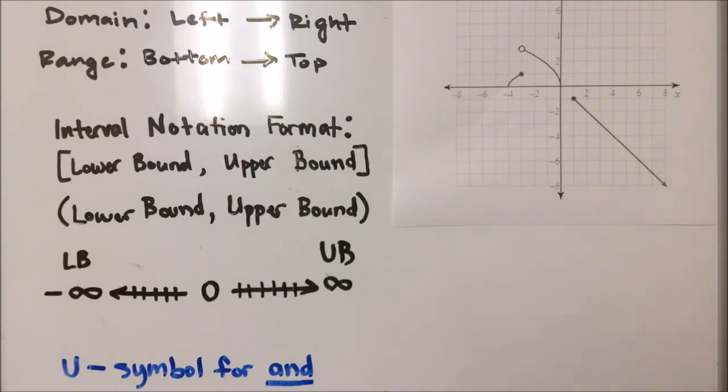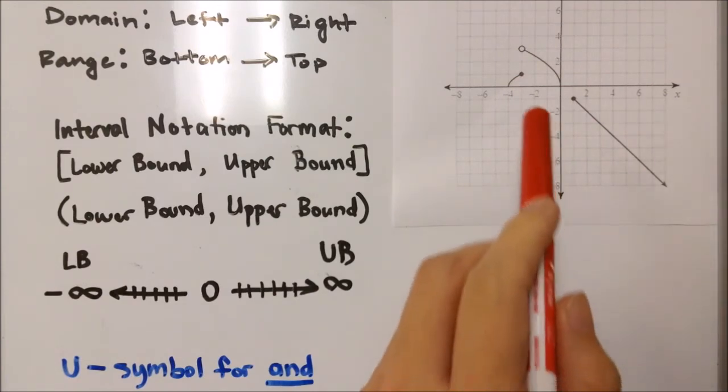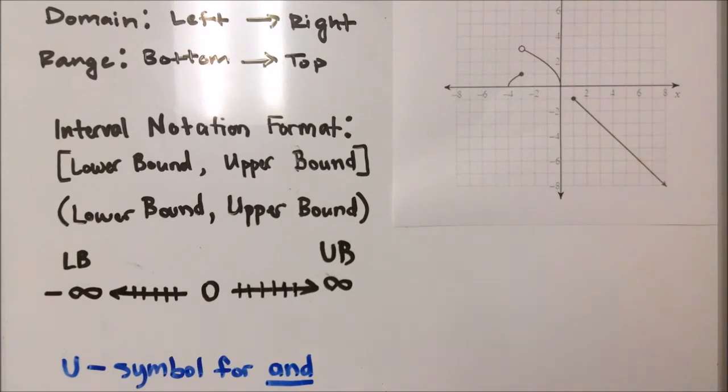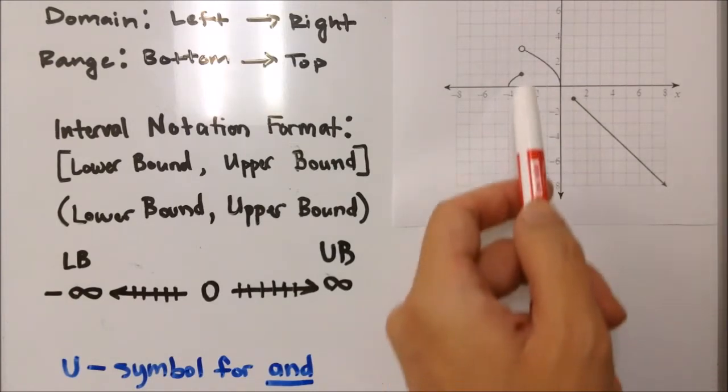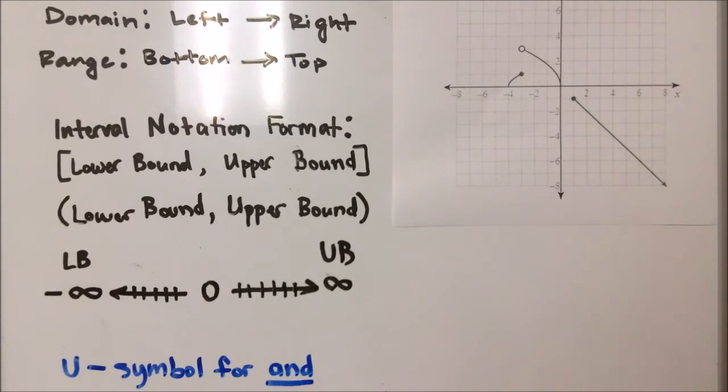So if we tie back to Algebra 2, when there's a closed circle, it's in relation to inequalities. A closed circle means it's included, so we're going to use the symbol for bracket. If it's an open circle, then we're going to use parentheses. So again, closed circle, brackets; open circle, parentheses.